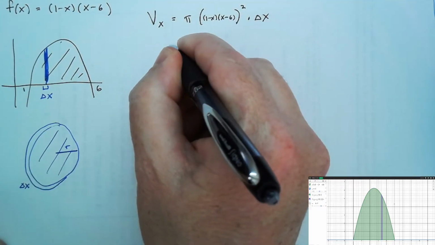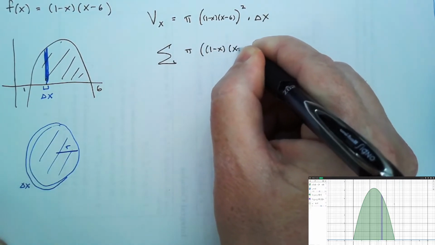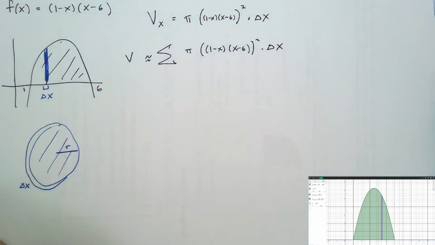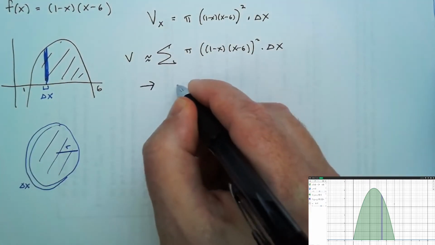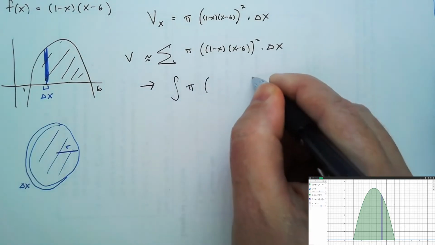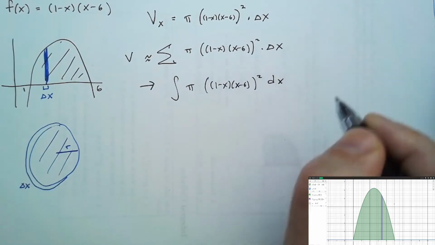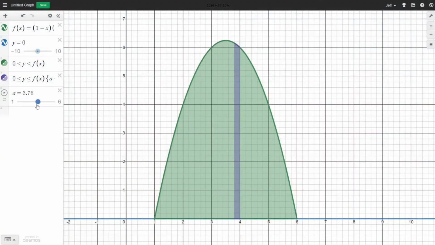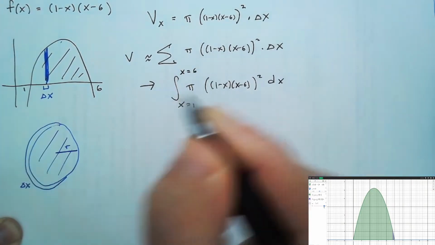We can then add up all of these slices for various values of x, and this will approximate the volume of the entire object. This sum is a Riemann sum, and it will converge to an integral of pi times this radius function squared, and then we get a dx in place of the delta x. And in order to get every possible slice of this region, we need to let x go from 1 to 6. So the limits of our integral will be from 1 to 6.